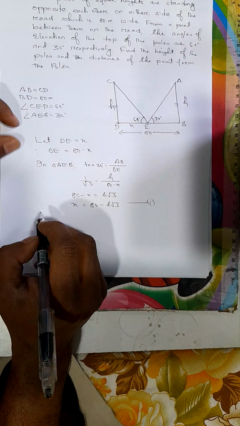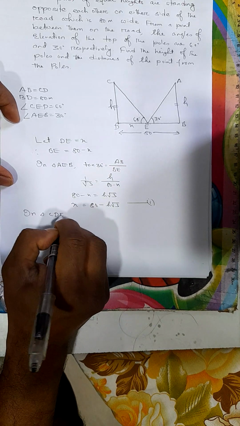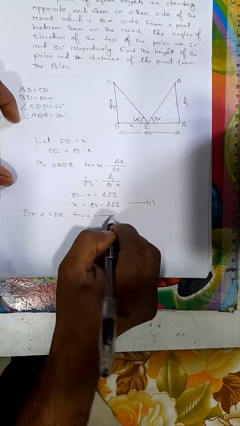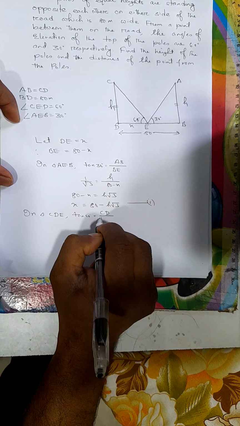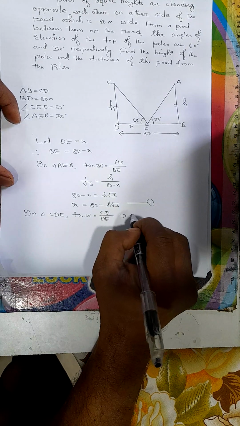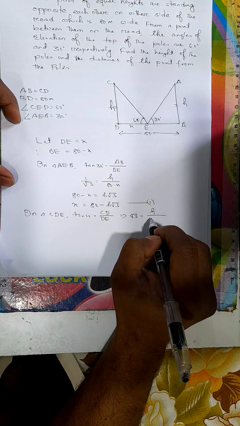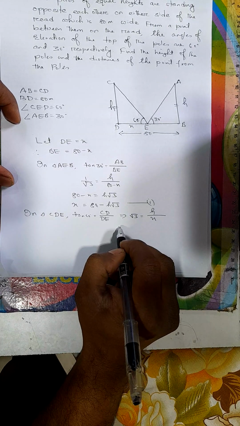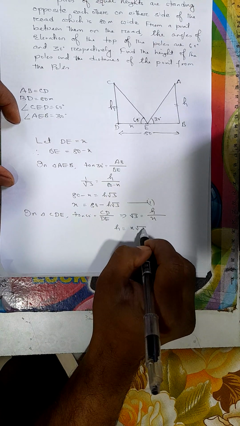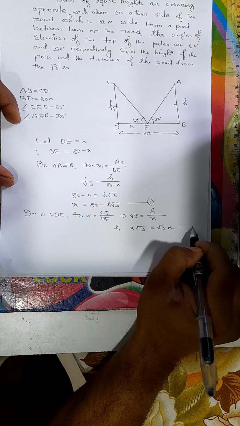Now let us come to triangle CDE. In triangle CDE, you see tan 60 degree equal to here CD by DE, right? This implies that what is tan 60 degree? Square root of 3. CD equal to H and DE equal to X. So you can write it as H equal to X multiplied by square root of 3 or square root of 3 multiplied by X. This is suppose equation number 2.